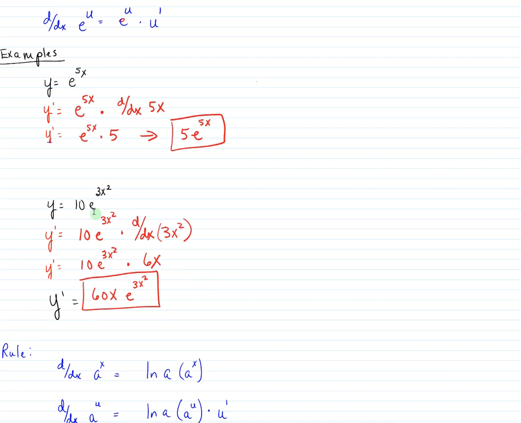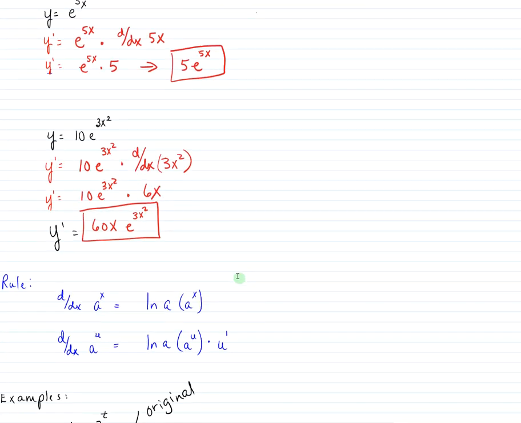y equals 10e to the 3x squared. Again, we're using e to the u. So it's the original times the derivative of the exponent, the 3x squared. So we have 10e to the 3x squared times, derivative of this is 6x. Then you can multiply the 6x times the 10, you get 60x e to the 3x squared.